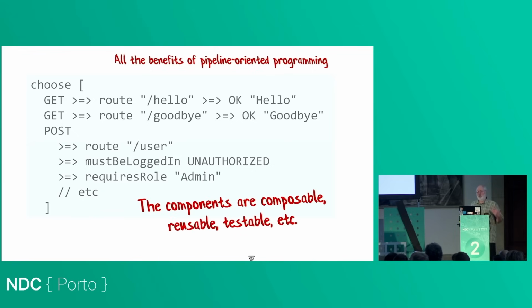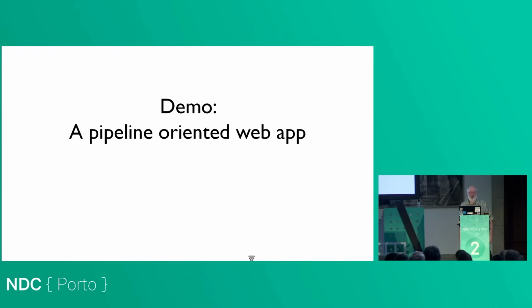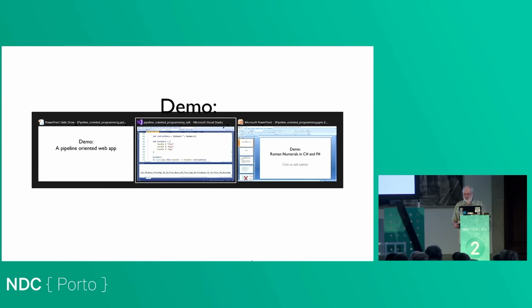So again, just like with LINQ, all the components are composable, reusable, testable in isolation, single responsibility, all the good stuff I was talking about. This is a real-world example of it. So the Lego model applied to website development. Now let me actually prove that it's not just a toy thing. I'm actually going to do a real app here.